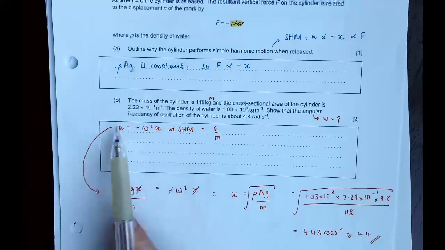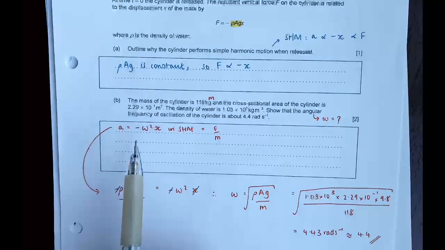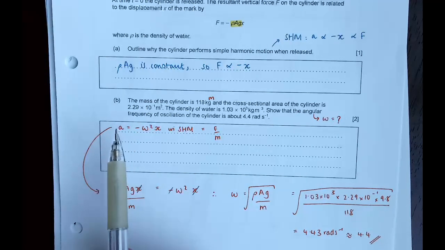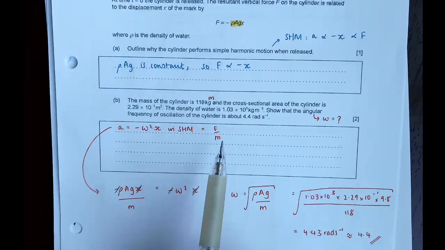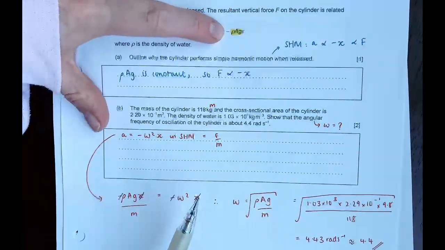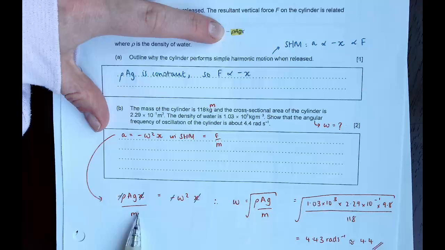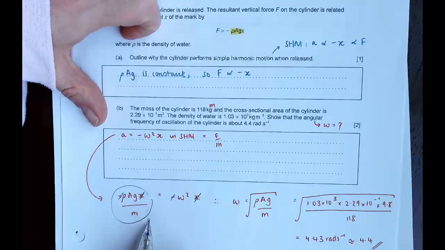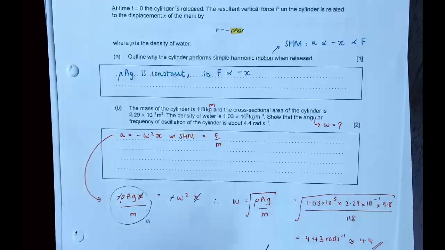Again, remember our defining equation: a is minus omega squared x. a is the resultant acceleration, which comes from the resultant force divided by mass. The force is up here. I'm going to take that expression for force, divide by mass, so that is equal to acceleration, and that is equal to minus omega squared x.